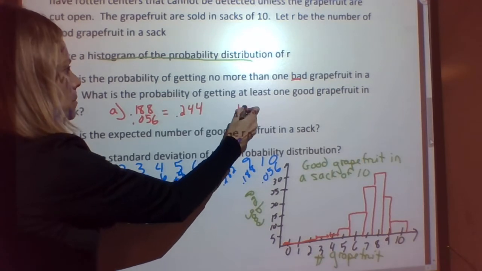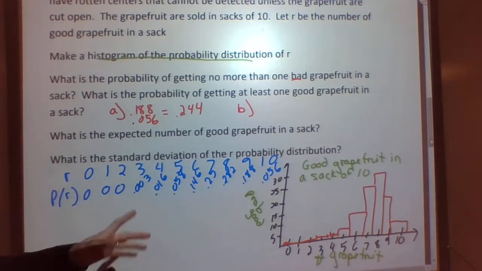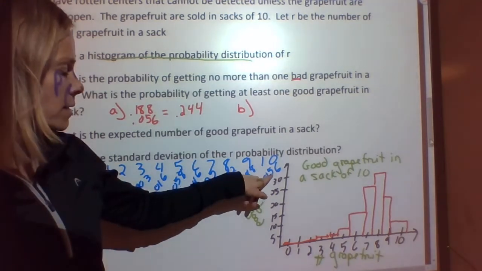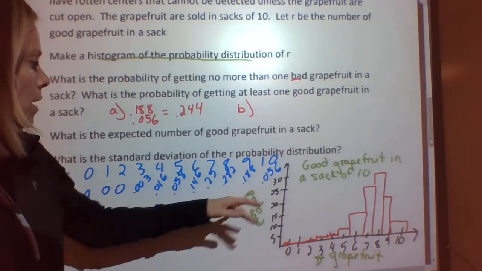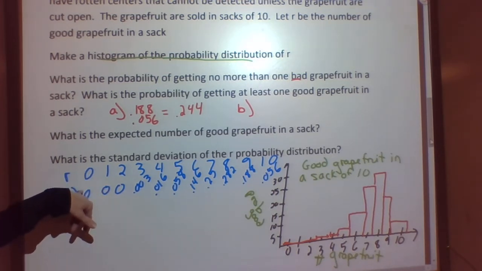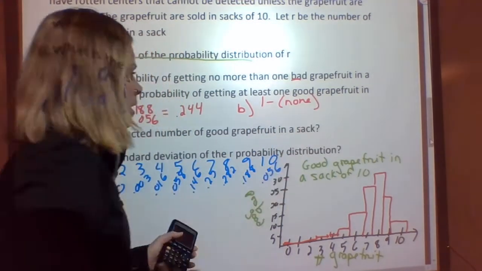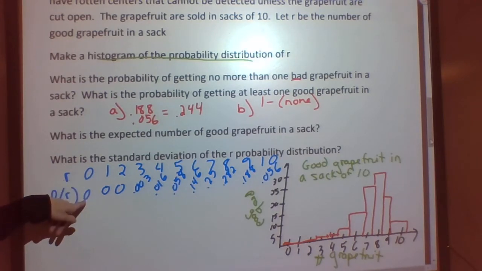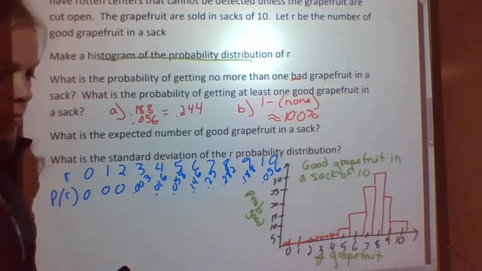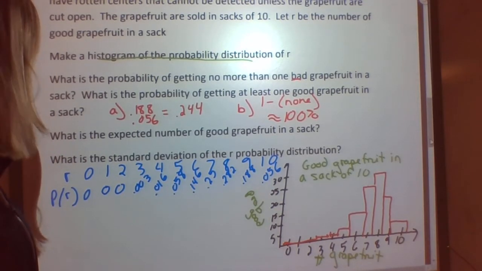0.244. Part B, what's the probability of getting at least one good grapefruit? At least one good grapefruit would be here, at least one good all the way to 10, right? At least one means one or more. And what you should notice is the complement. The complement of at least one is none. So I can do 1 minus none, and the probability of none good grapefruit is 0. So this would be approximately 100%. Approximately 100% chance if you buy 10 grapefruit, at least one of them will be edible.